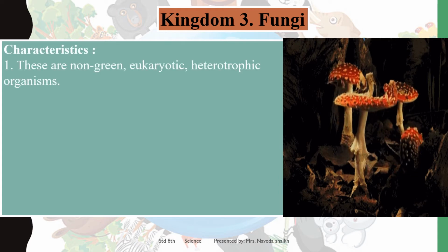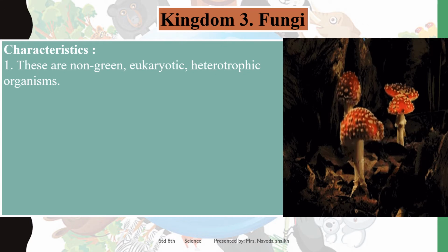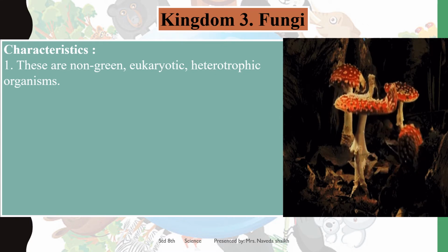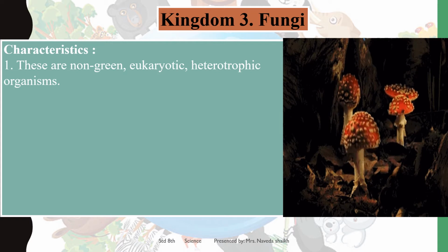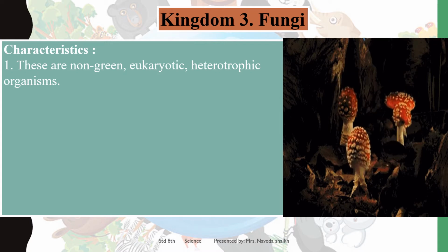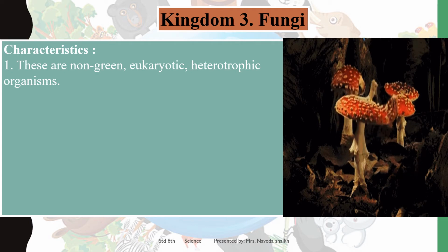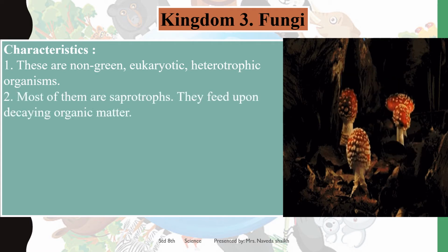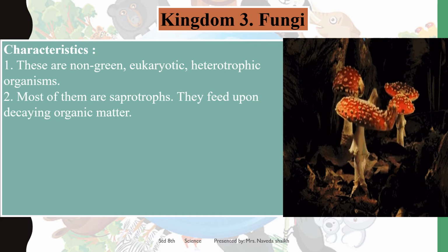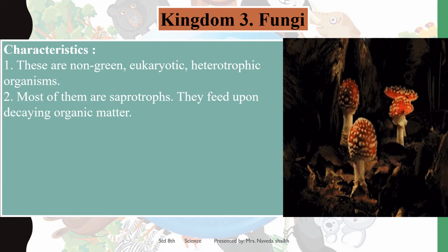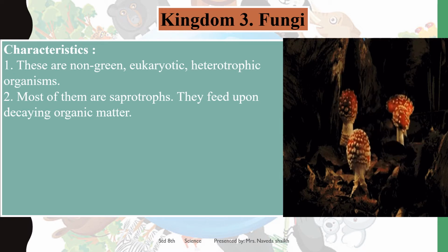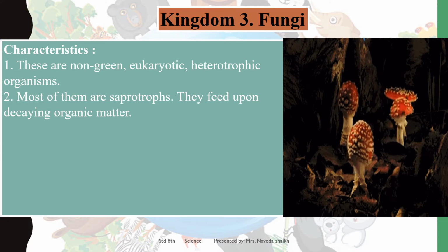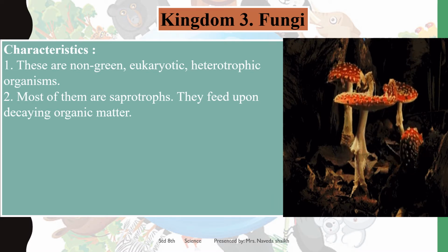But let's understand a few characteristics also. These are non-green eukaryotic heterotrophic organisms. Heterotrophic, eukaryotic, these are a few important terms that you need to remember. Heterotrophs, now I hope you all remember, means they depend on other organisms for their food. Most of them are saprotrophs. Saprotrophs means they live on dead and decaying organisms. Okay, they feed on dead and decaying organic matter in order to get nutrition.